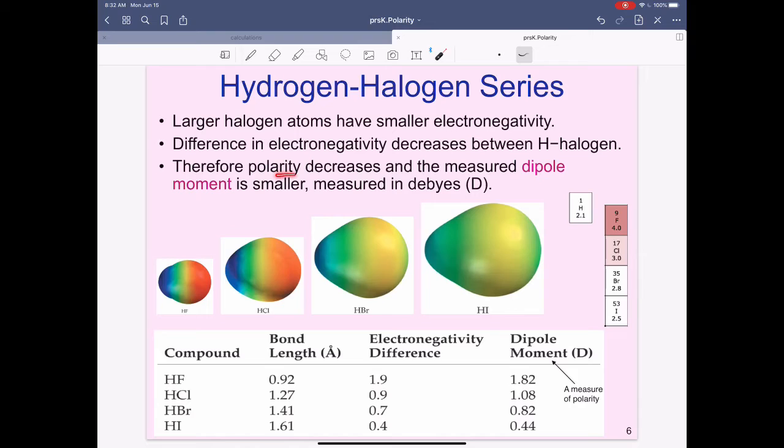The polarity, therefore, decreases. Polarity is actually a measured property, and it is called a dipole moment, measured in debyes, named after somebody. And unlike electronegativity, which is a calculated number, polarity can be measured. So if we notice the difference in electronegativity is greater, the dipole moment, or polarity, is greater. If the difference in the electronegativity is smaller, the dipole moment is smaller, with hydrogen iodide being effectively nonpolar. The colors in these pictures are meant to show the gradation or the continuum in the polarity.